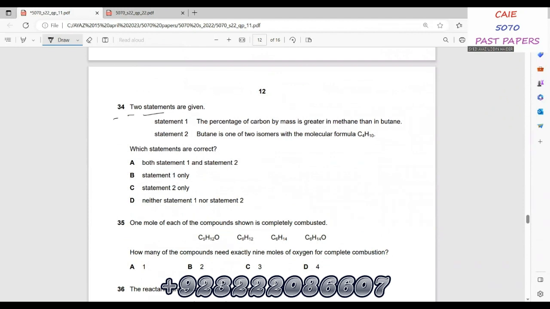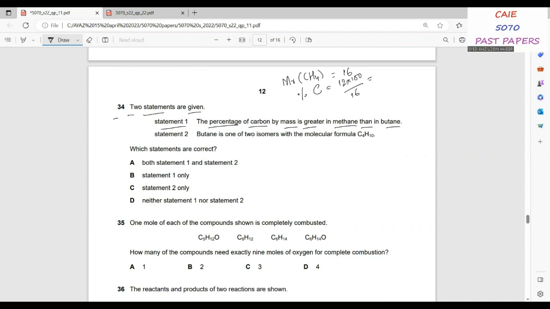34. Two statements are given. Statement 1. The percentage of carbon by mass is greater in methane than in butane. MR of methane is 12 plus 4, 16. So if you find the percentage of carbon in methane, it is 12 multiplied by 100 divided by 16, which is 75%.